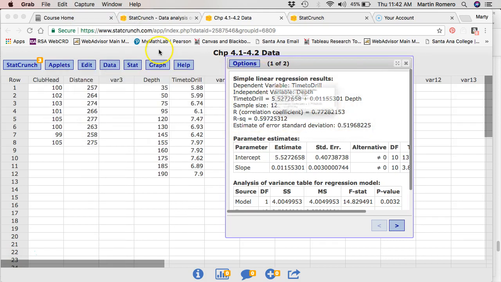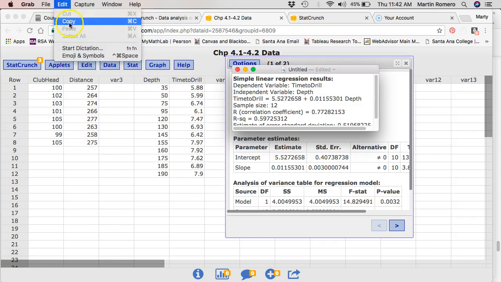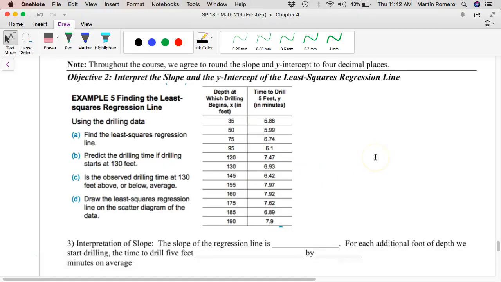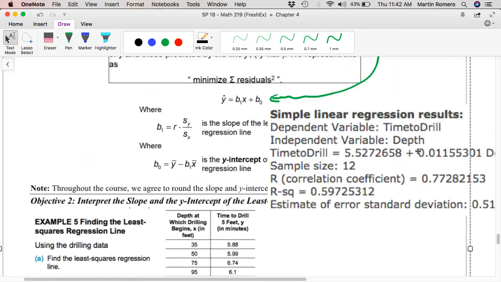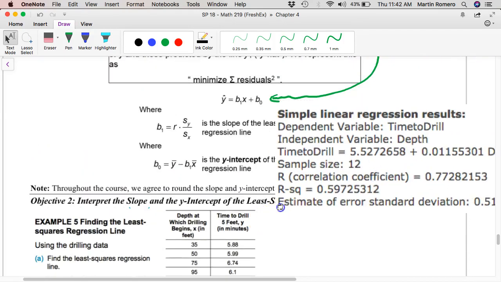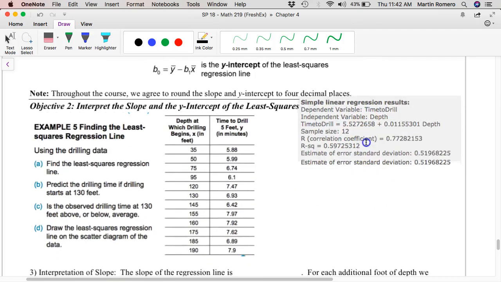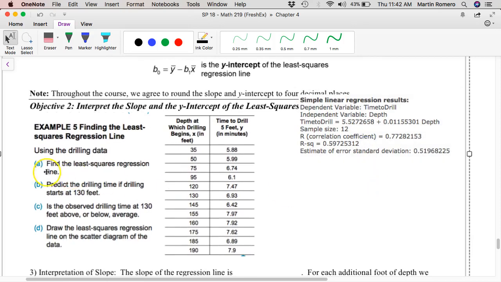There it is. You should be able to get that same information. If you do it, you should practice yourself. So we have the equation. There's some relationship there. I see an equation: find the least squares regression equation, and there it is. Time to drill is equal to this. Again, this is kind of your y, and this is your x. This is your m, and this is your b, in terms of slope and y-intercept.